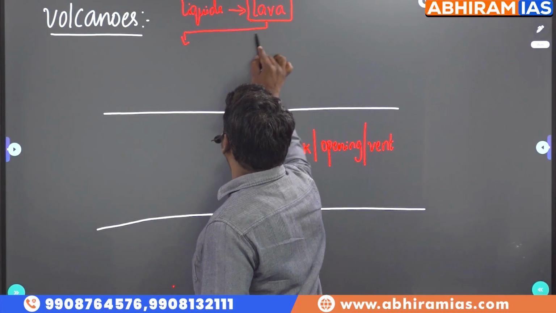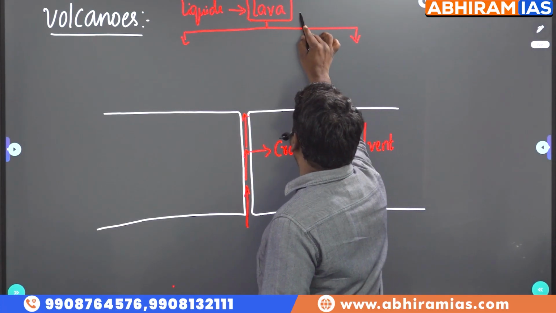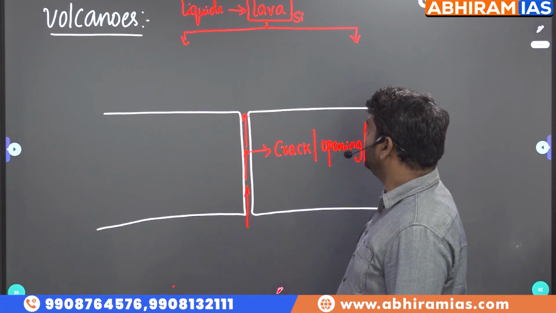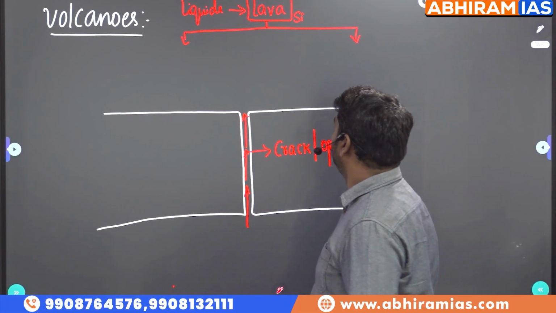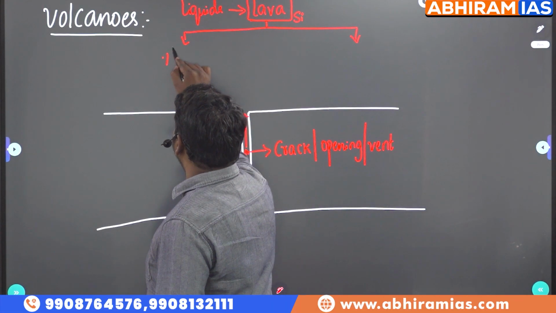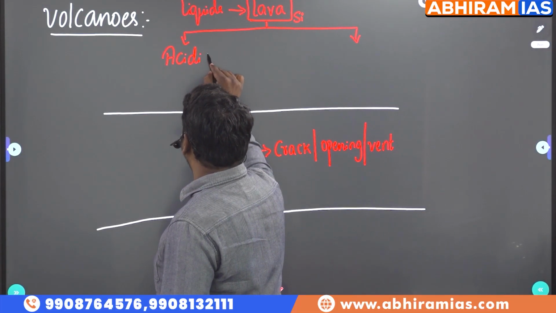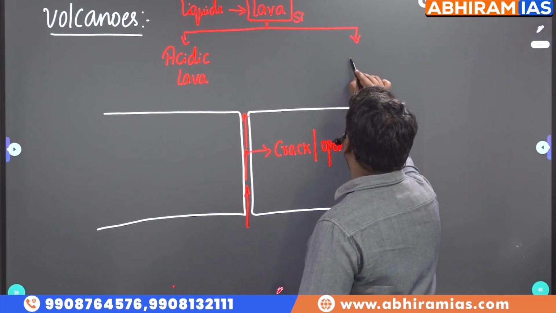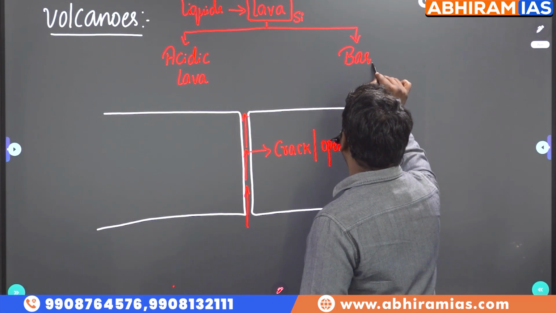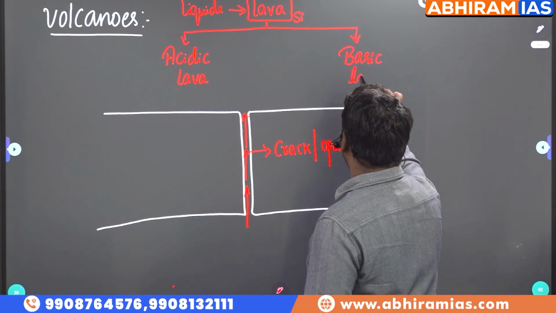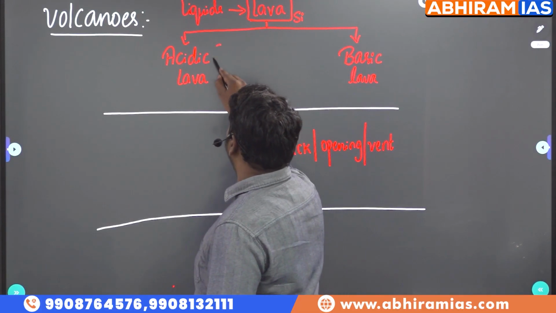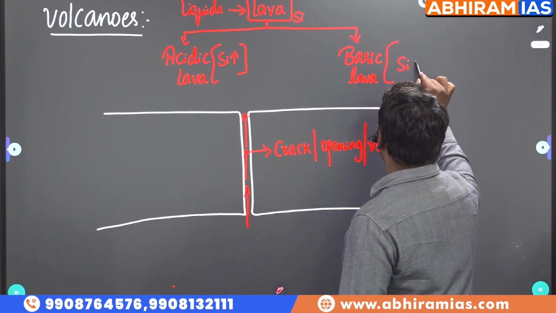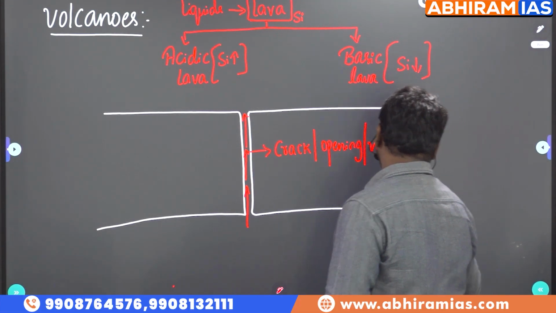This lava is divided on the basis of silica content. If silica content is more, we call it acidic lava. If it is less, we call it basic lava. Silica is more, silica is less.